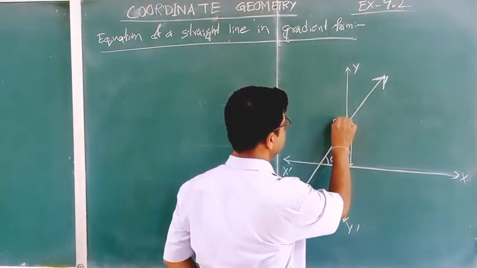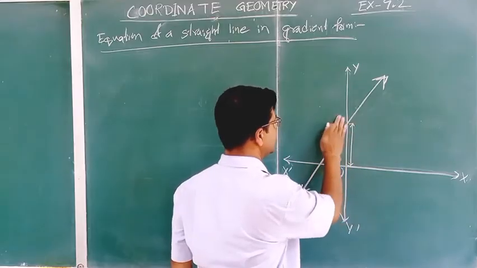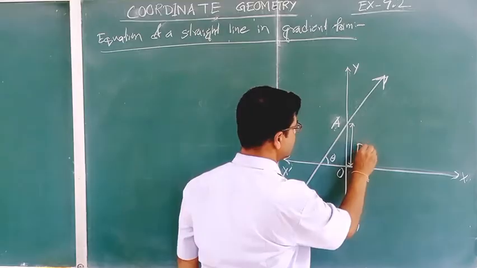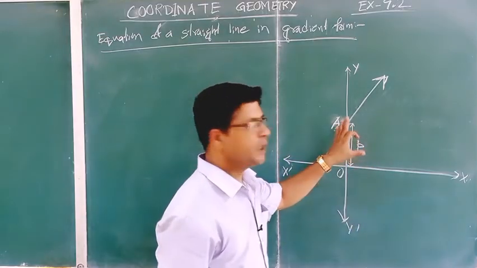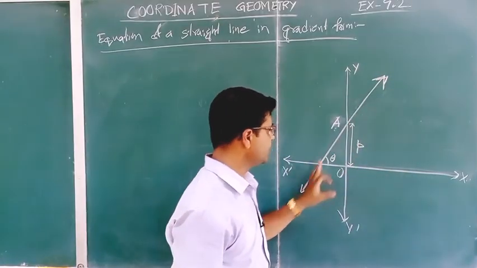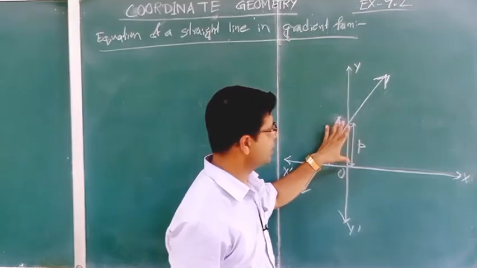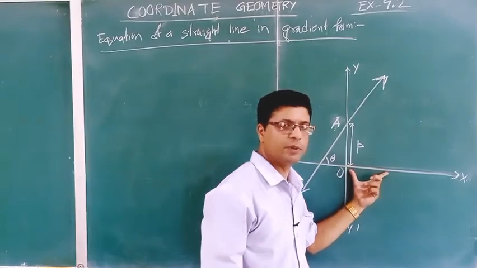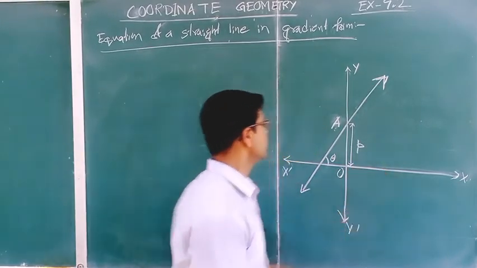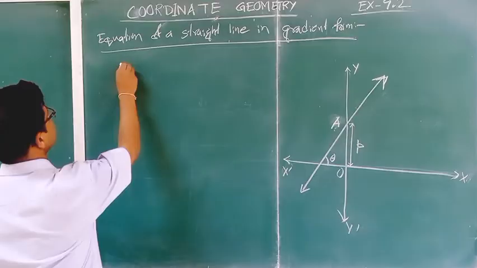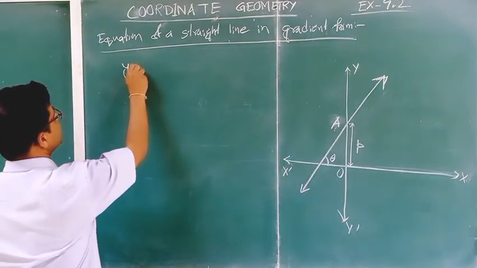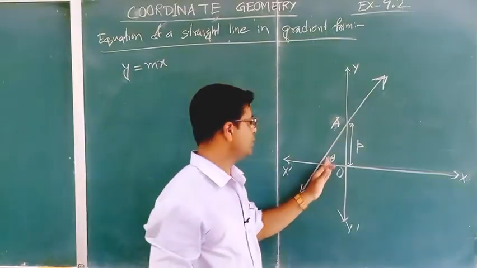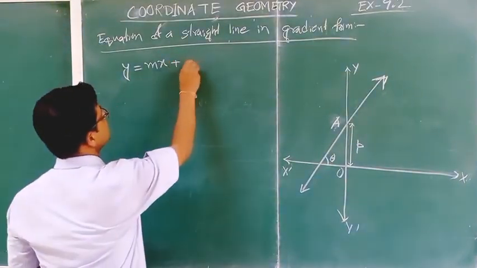Suppose this point is P. Let us indicate it by another name, so you are not confused. This distance is given by small p. This is called the y-intercept. If a straight line cuts the y-axis at this distance from the origin, it is called the y-intercept. If the straight line cuts the x-axis, the distance from the origin will be called the x-intercept. Here, in this case, the equation of the straight line is given by y equals mx plus c, where m is the gradient or slope of this straight line.